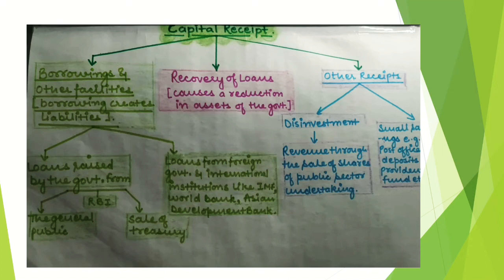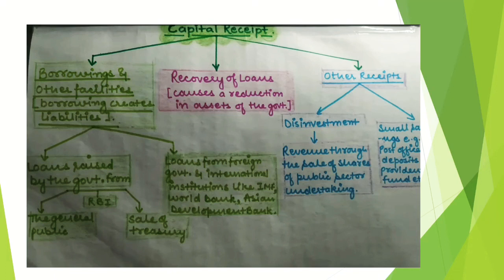Okay, the first one, revenue receipt, was neither creating any liability nor reducing any assets. But capital receipt is creating a liability or reducing assets. It means the government is receiving money in capital receipt either by selling its property, right? That's why your assets will be reduced, okay, or by taking a loan. That's why there will be some liability.